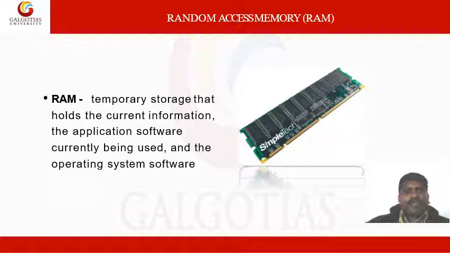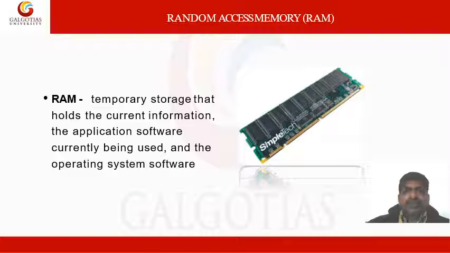Then random access memory, RAM. So this is the RAM. Several companies manufacture RAM. The different companies are Seagate, IBM, Transcend, and Sony. So there are several companies manufacturing RAM with different capacities.